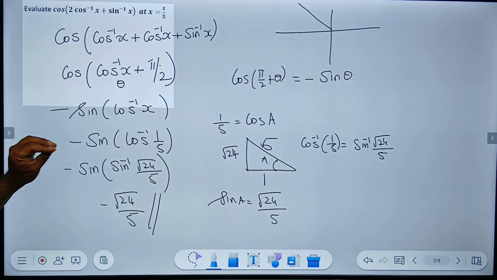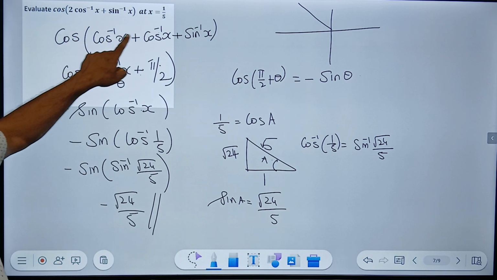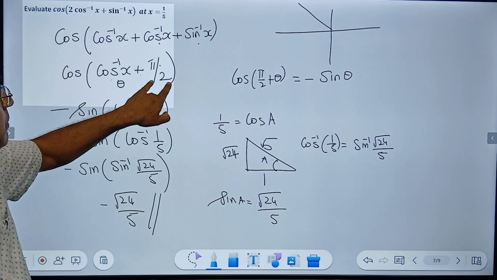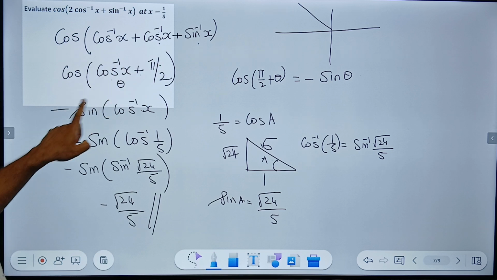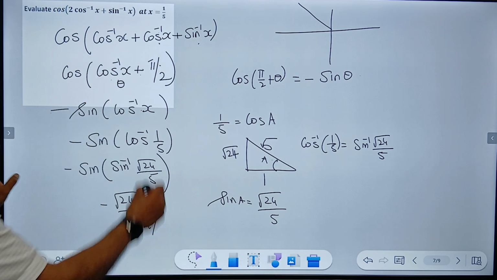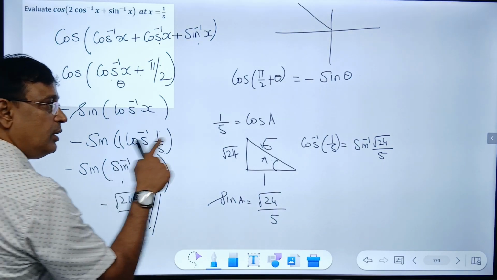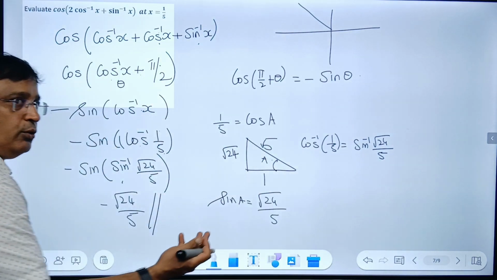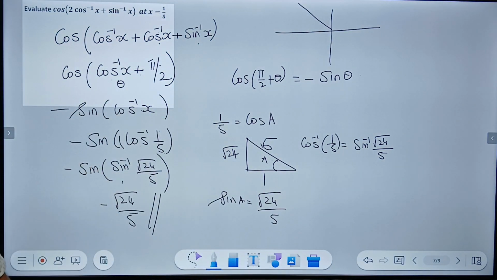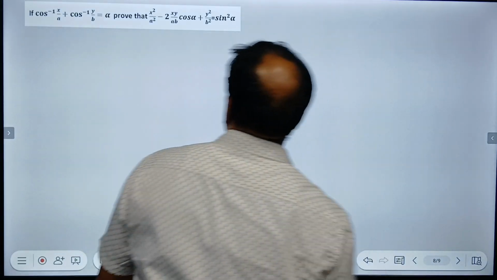Very, very simple question. The first step is important. Writing this as cos inverse plus cos inverse. And this is pi by 2. Cos 90 plus theta is minus sin theta. Now I put x as 1 by 5. Now I want to convert this to sin inverse. How do I do it? I use the triangle, which you already know. And automatically you get the answer. Okay. Let's go to the next question.